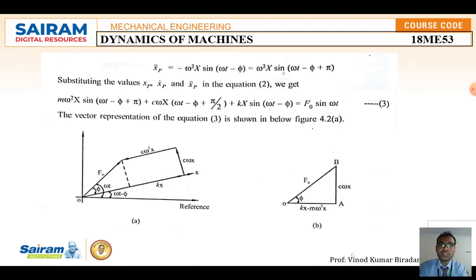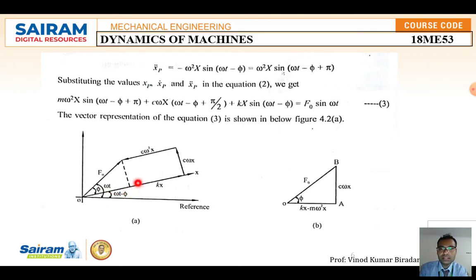After substituting, you are going to get the equation. Now the vector representation of the equation. This is the reference plane. Here initially we take omega t from the external force, that is the external force F naught. From this to the horizontal is omega t, and phi is the phase angle. Here X is the displacement. From this point to this point we consider phi, and the remaining angle is omega t minus phi, so this is the difference.